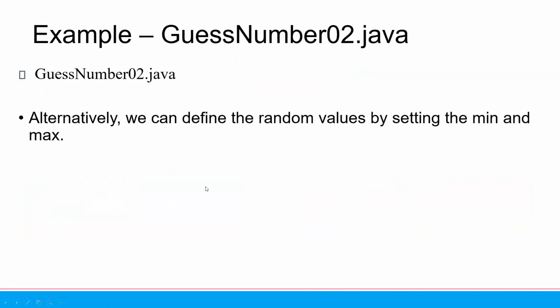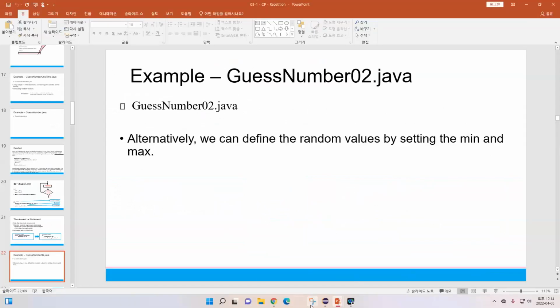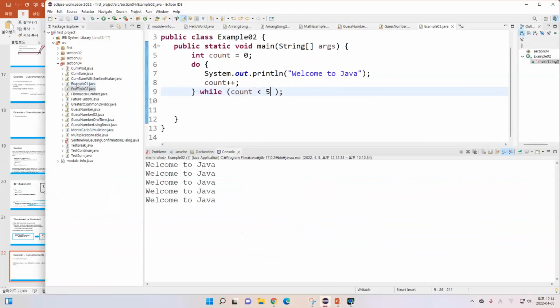Now let's see how if we use the do while for the guess number. And for this one, I'm going to use the random values by setting the minimum and the maximum. So let's see in the guess number 2.